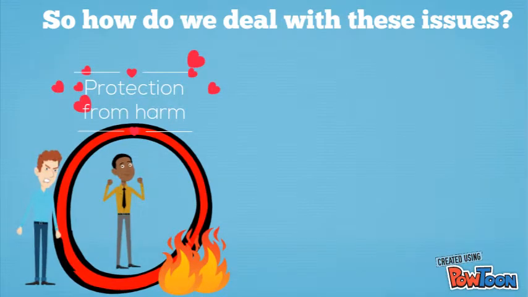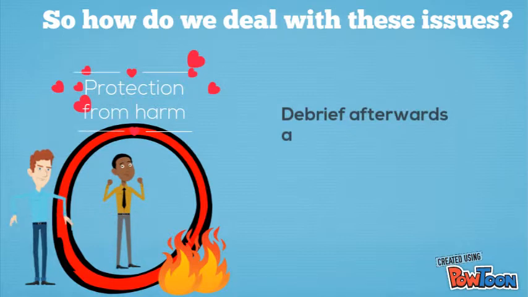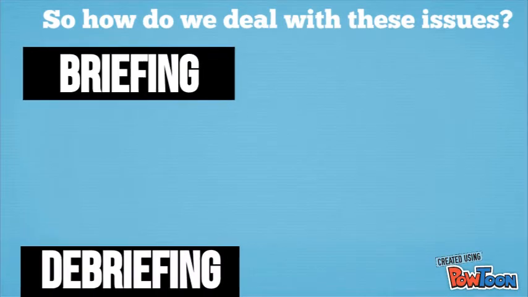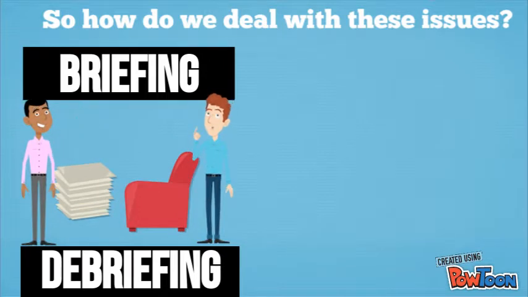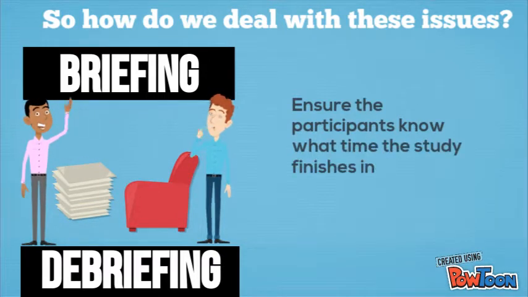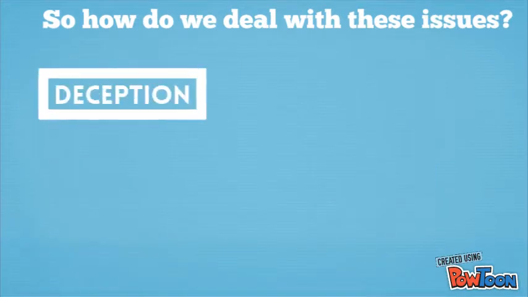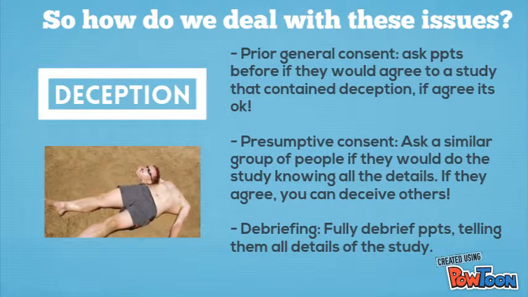Protection from harm is usually dealt with by debriefing participants after and offering them counselling if they need it. And a key thing for briefing and debriefing is to make sure participants actually stay for the debriefing and don't leave before. With deception, we have specific ways in which we deal with these.